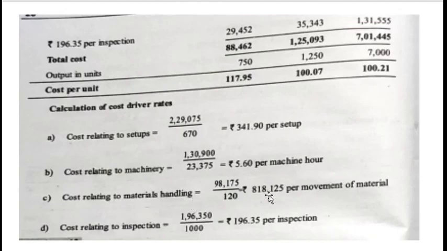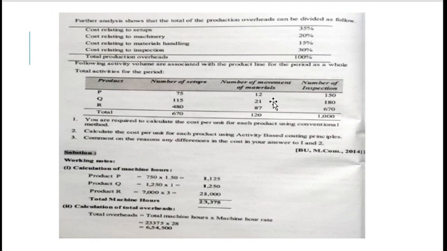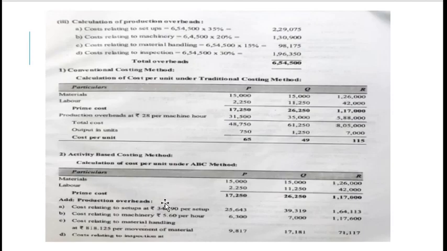Then the cost relating to material handling is your next cost driver that you have calculated, where you have got rupees 818.125 per movement of material. So for one movement of material it is 818. Then look into the question, how many movements are there in material? For P it is 12. So 12 into 818.125 will give you 9,817.